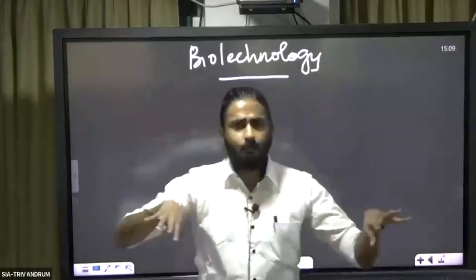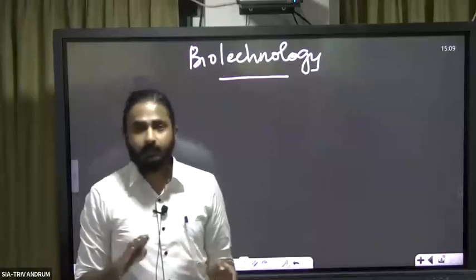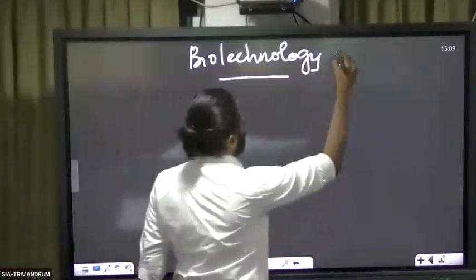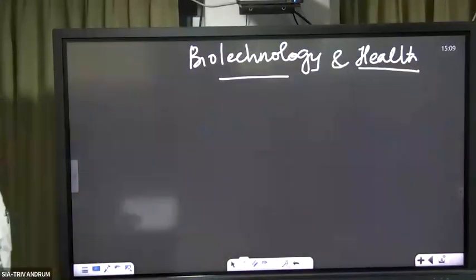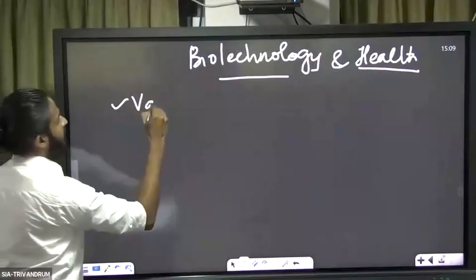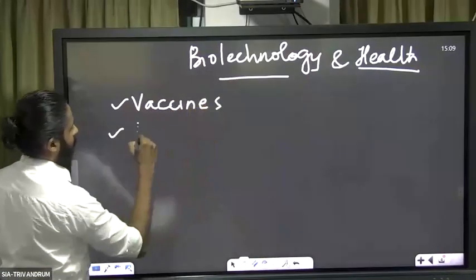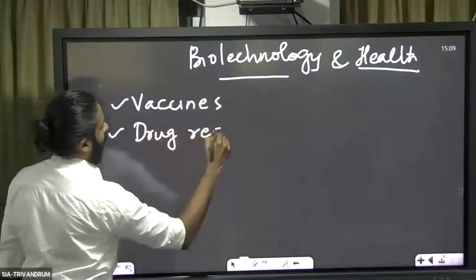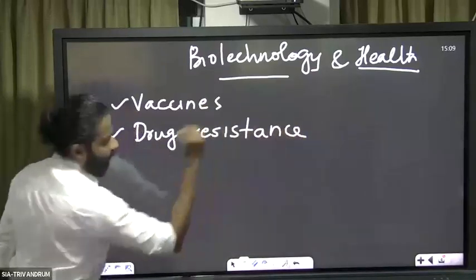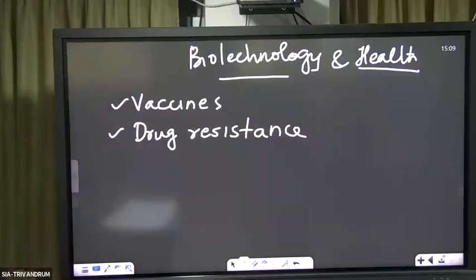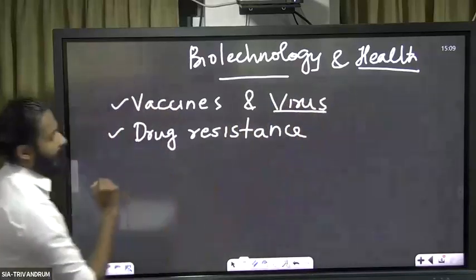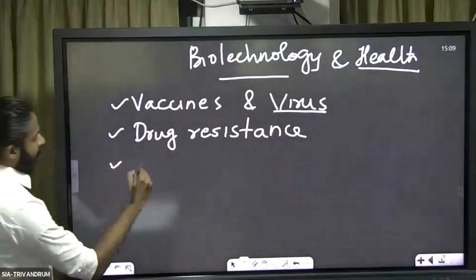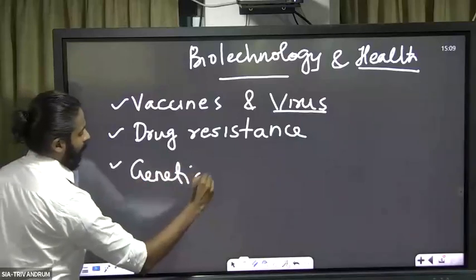the first session I'll be focusing on these core areas, and the second session I'll be taking current affairs. This is what I'm planning. So there are certain areas, biotechnology and health, together, you should focus on. So first one is vaccines, drug resistance, vaccines, and I'll say virus. Vaccines, virus, drug resistance. Then genetics as a topic should be well prepared.